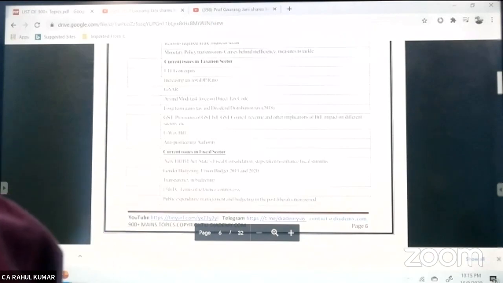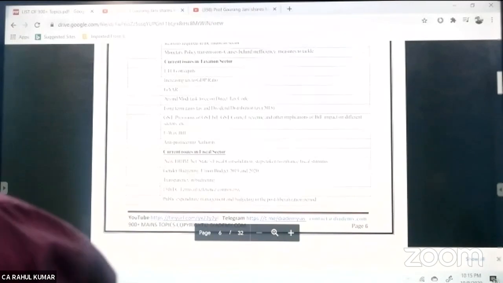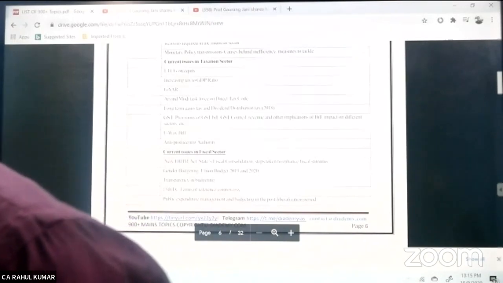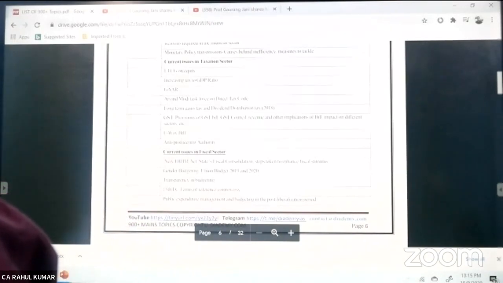Aditya asks, sir, is it possible to create subheadings in the GS paper on which questions are asked, and prepare the introduction and conclusion beforehand? Yes, it is possible, but for that you have to do the practice, right? As I told you, you did not learn to ride a bicycle from the first day. It took some time. So similarly, answer writing you will not learn from the first day. It will take some time, but that is possible.